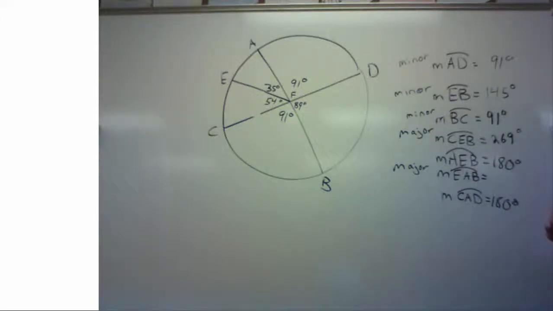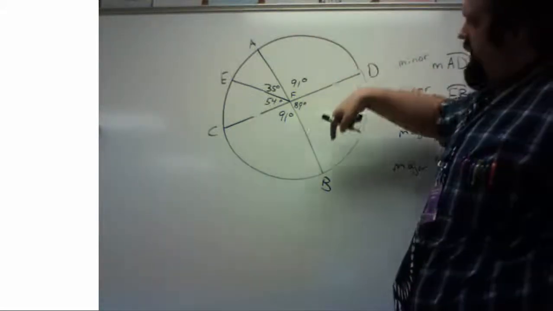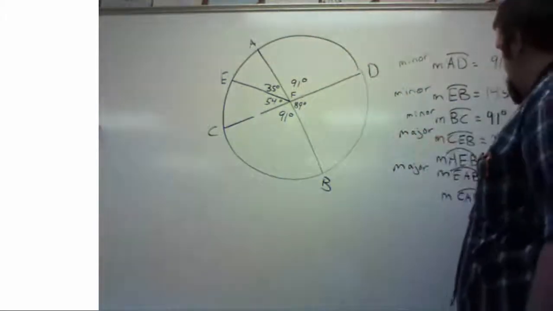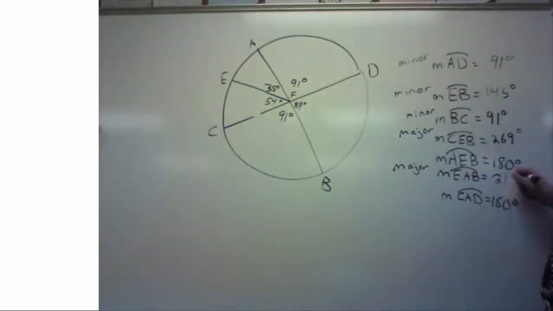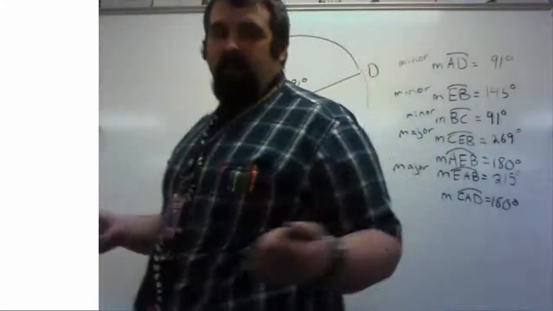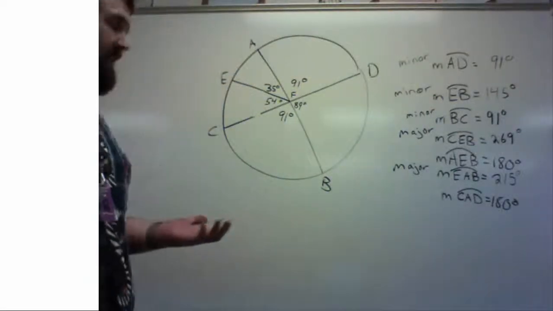And last but not least, measure of arc EAB. Well, AB was a semicircle, so this is 180 plus 35. That has to be 215 degrees. And there we go. That's this problem. Naming the arcs, whether they're major or minor, and finding their degrees. Honestly, not too bad.